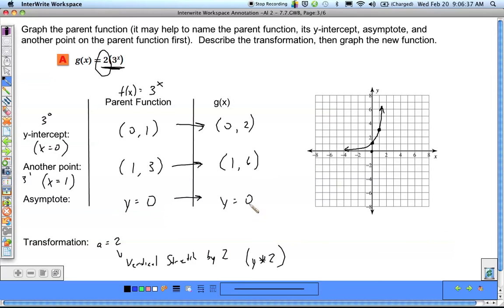So let's just go through and put this information on our graph. There's (0, 2). There's (1, 6). Still have a horizontal line at y equals 0. And now we just have to draw a graph that goes through that. So it's going to get closer and closer to the x-axis, but it's going to be a little bit higher because we're multiplying the y's by 2. There's our graph of 2 times 3 to the x power.